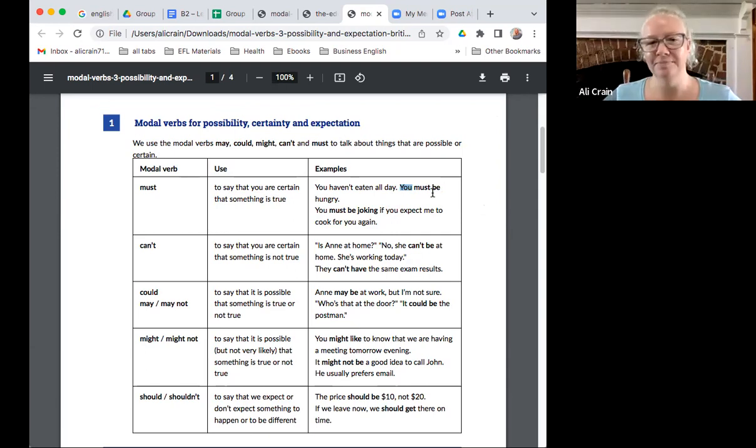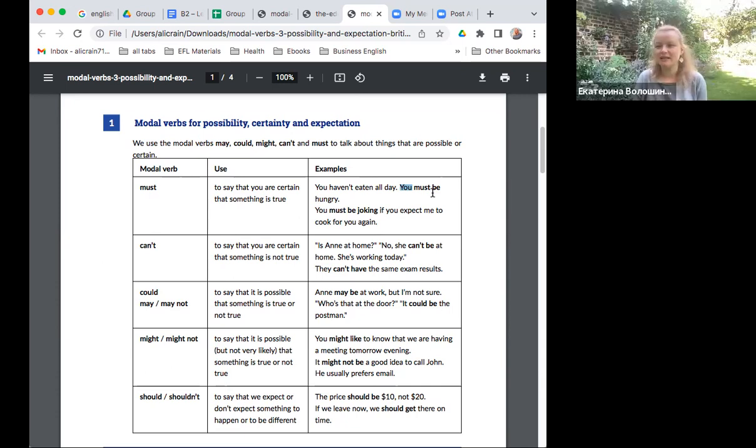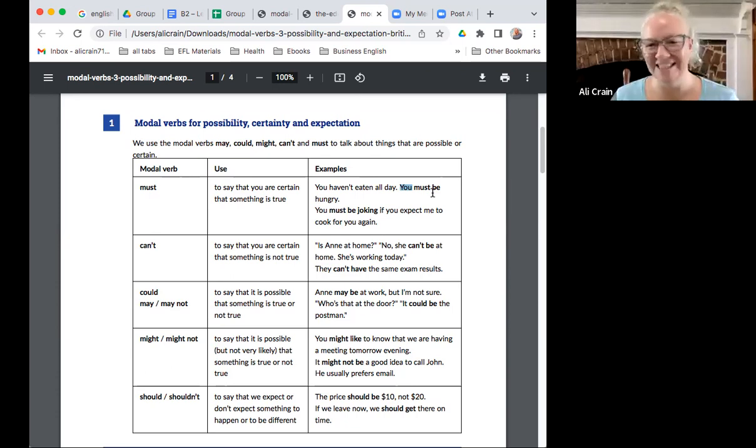It would be, you must be hungry. You should be hungry. You could be hungry if you haven't eaten all day. You're possibly hungry. It's like the synonym. You're probably, you're possibly hungry. Yeah, right. Okay, any other questions?